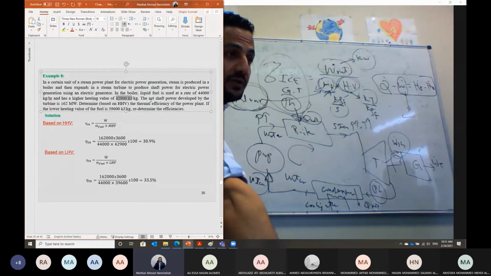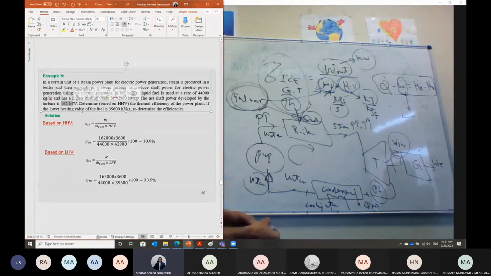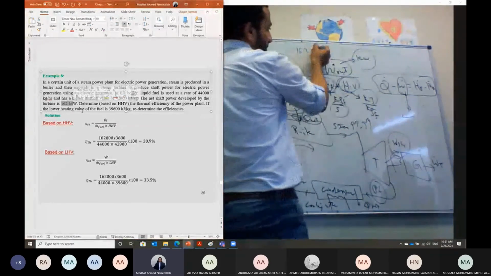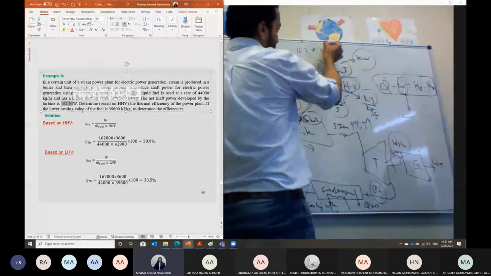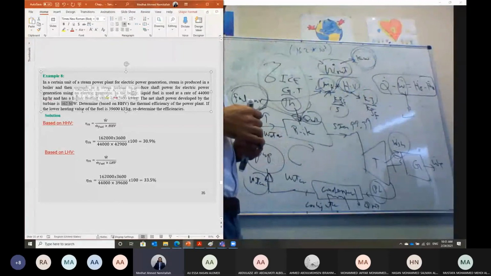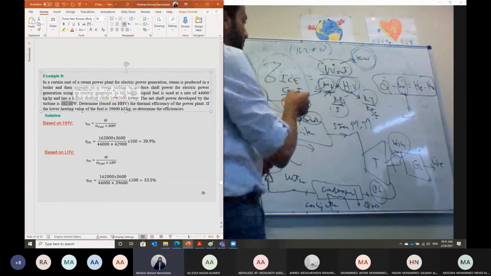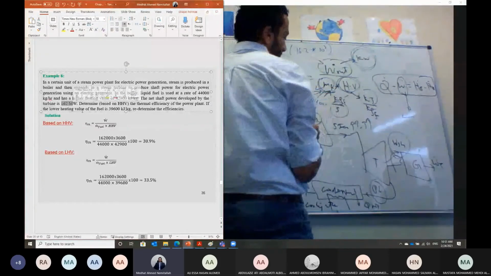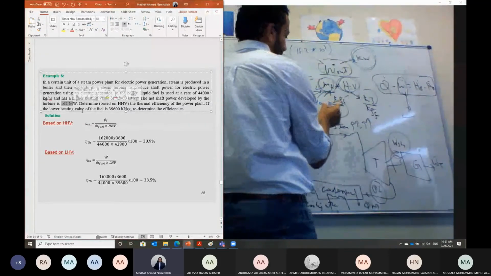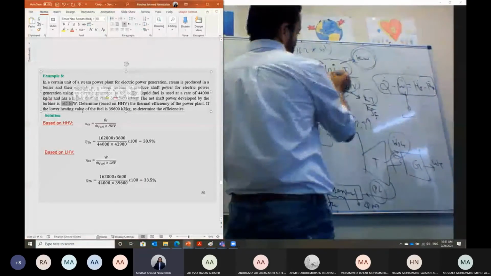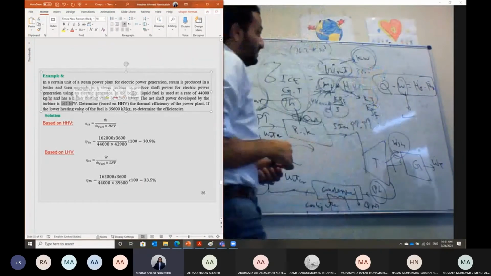And the net power output developed by this cycle is equal to 162 megawatt. So here, this power output is given as 162 megawatt. Let's multiply by 10 to the power 3, then we can convert it to kilowatt. And the mass flow rate of fuel here is 44,000 kilogram per hour. Kilogram per hour, we have to convert it per second, so we have to divide by 3,600.